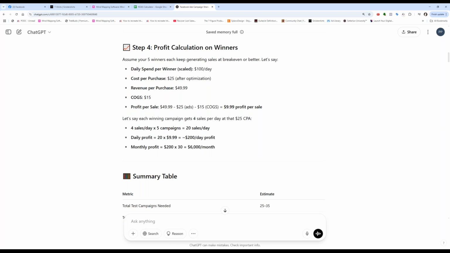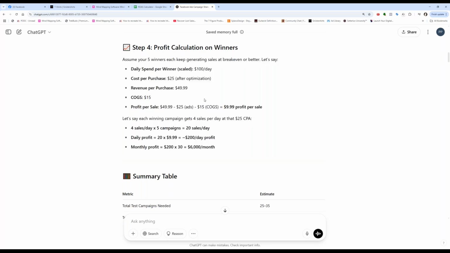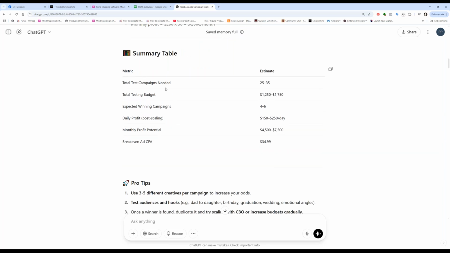And then they say, let's say each winning campaign gets 4 sales per day at $25 CPA, 4 sales per day times 5 campaigns equals 20 sales per day. Daily profit, 20 times, well, basically $10, is $200 profit per day. Monthly, 20 times 30 equals $6,000 per month. You know what? Everything they just said here is actually what happens. I was just absolutely blown away that they even came up with this. I didn't tell them that part. They told me.